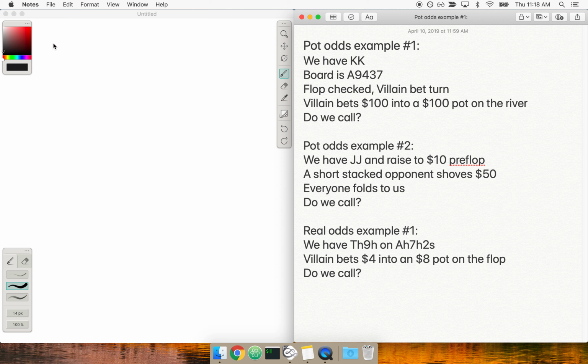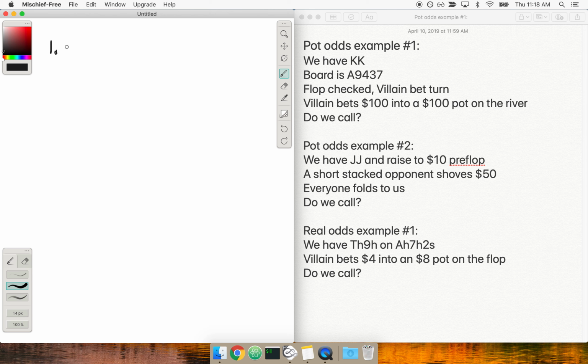The way to go about doing that is to break things down into two steps. Step one is how much equity do we need? And then step two is how much equity do we have?